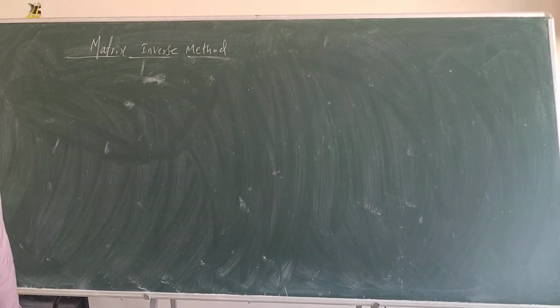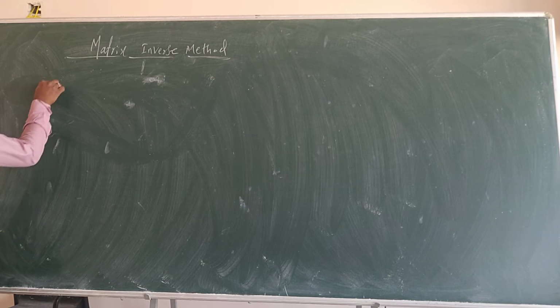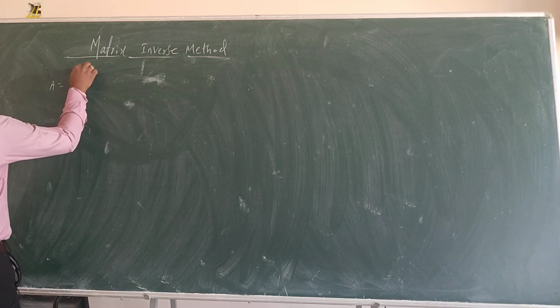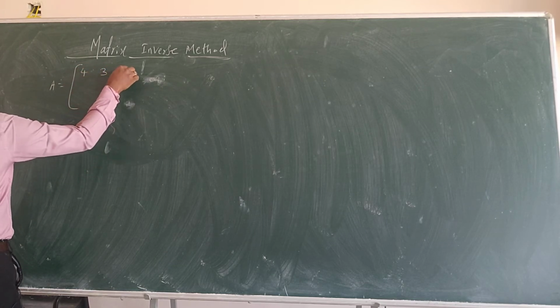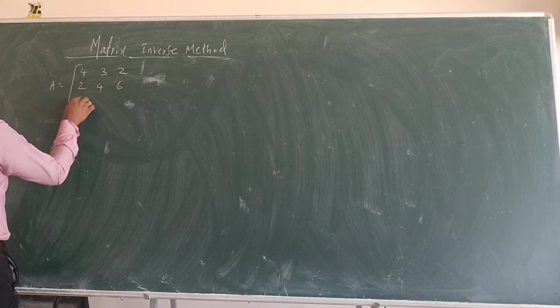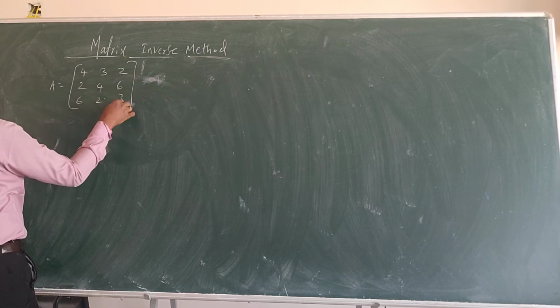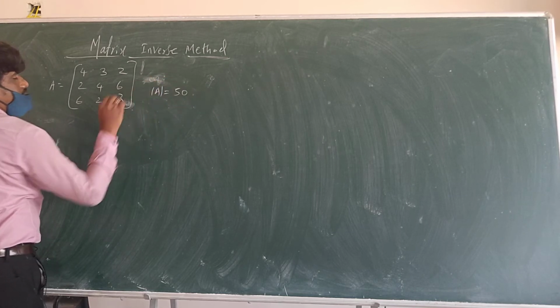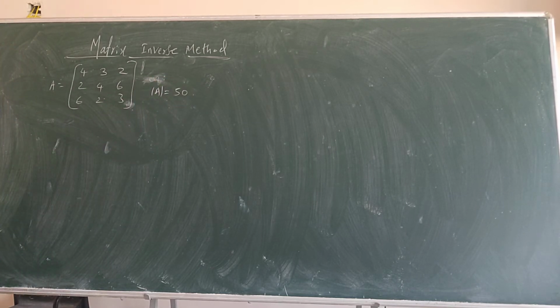Tell me the matrix. A is equal to what you got? No. A matrix: 4 3 2, 2 4 6, 6 2 3. So this is the matrix we have. Determinant of A, how much you got? 50, right?